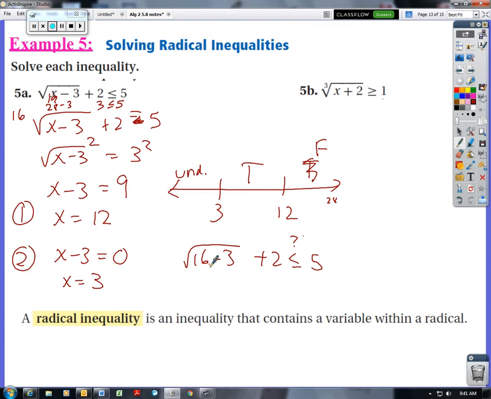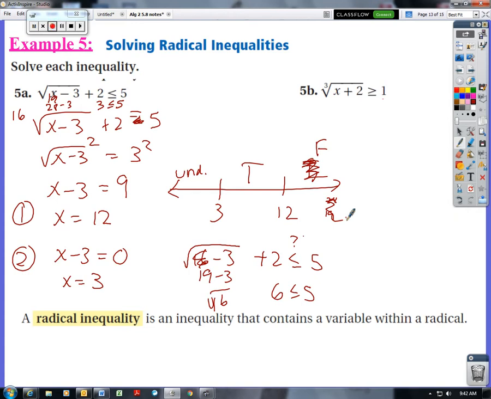Oh, 19. Yeah, I wanted to use 19. Sorry. 19 minus 3, because 19 is in this interval. That's 16. The square root of 16 is 4. 4 plus 2 is 6. 6 is less than or equal to 5. False. Okay. I was going to say, that just didn't make sense. All right, I'm liking this better.